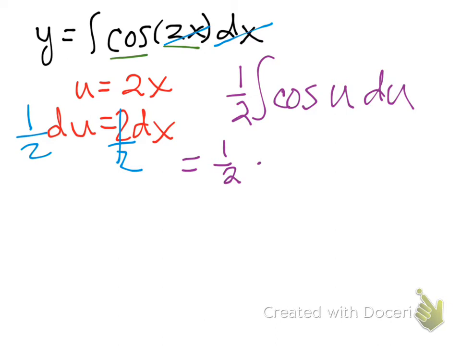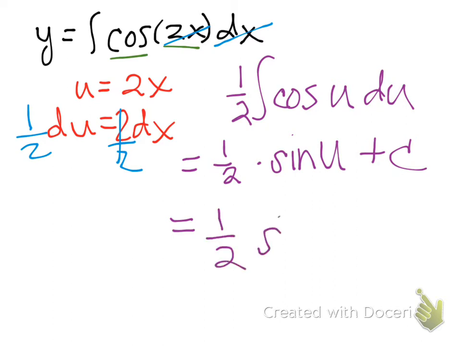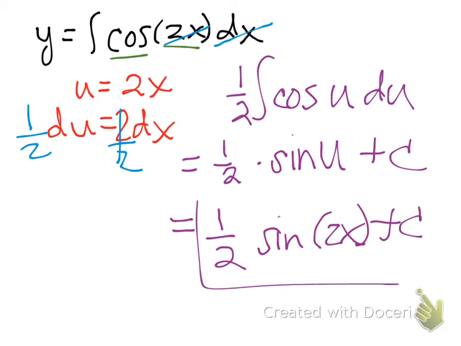Well, the integral of cosine of u is sine of u plus c. And then, of course, you just go ahead and put in your substitutions for u. So I have 1/2 times sine of 2x plus c, and that's my final answer.